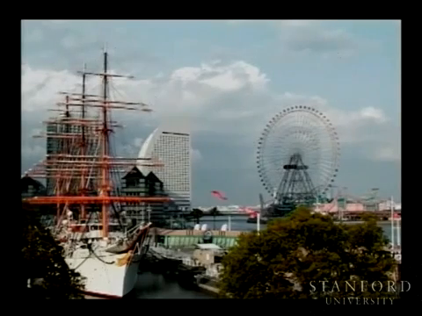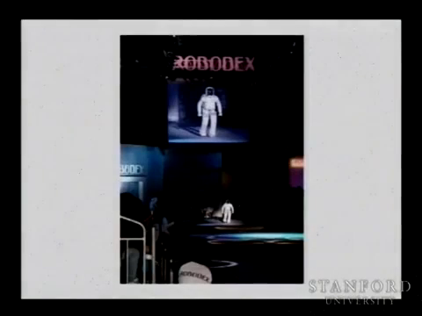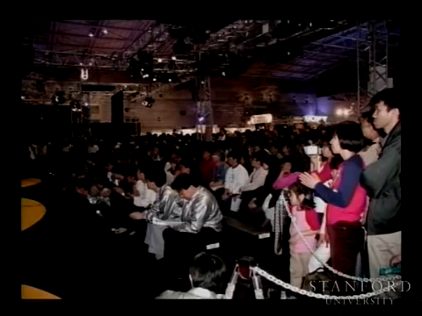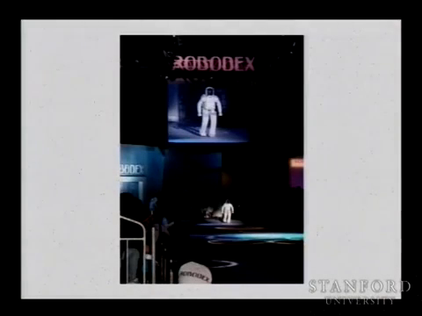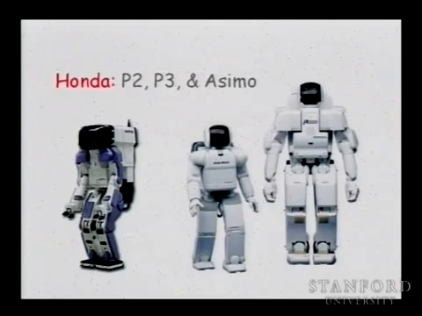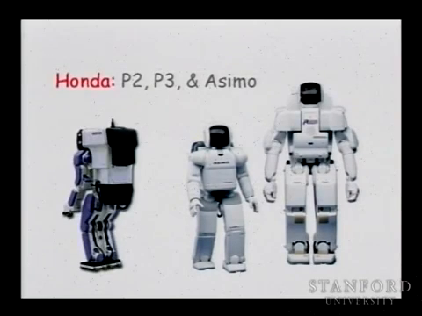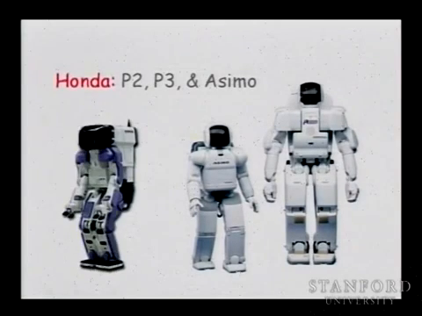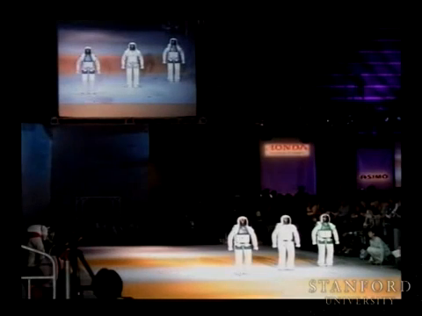So this is from Yokohama, and in Yokohama there is Robodex. Robodex brings thousands and thousands of people to see all the latest in robotics. This was a few years ago, and you could see Asimo here. Asimo, which is really the latest in a series of developments at Honda following the P2 and P3 robots. And in addition, you could see most of the major players in humanoid robotics.